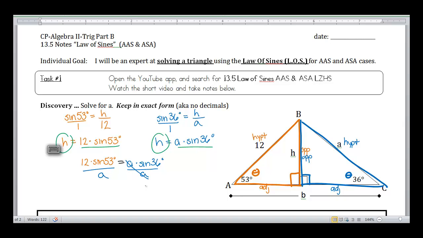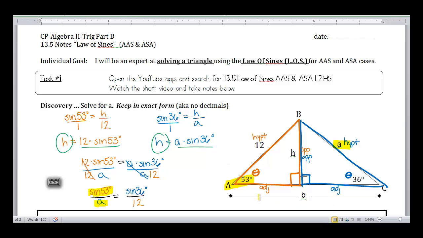That's going to cancel there and leave me with this equal to sine of 36. Let's say I also divide each side by 12. What that's going to give me is the sine of 53 degrees divided by a equals the sine of 36 divided by 12. The reason why that's important is because if you look at sine of 53, remember, 53 was this angle A. And look what side is below it. Side A.